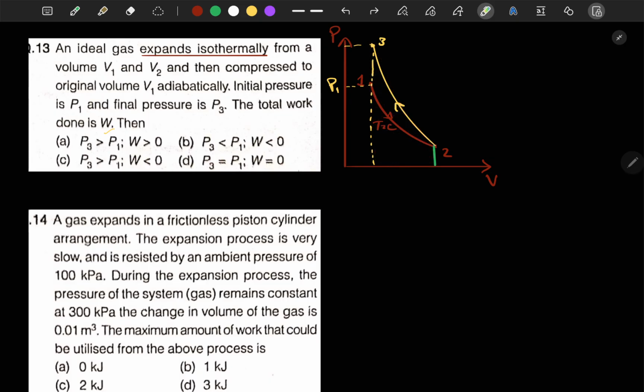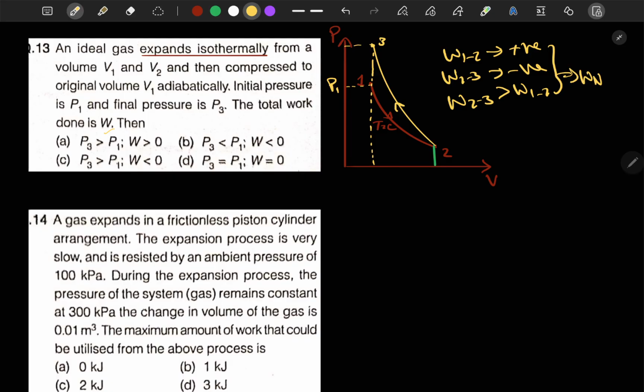Okay, so let me write it here. Work done from 1 to 2 is positive. Okay, and work done from 2 to 3 is negative. And one more thing, work done from 2 to 3 is greater than work done from 1 to 2. So what would this imply? This implies that net work done will be less than 0, will be negative. Okay, and as we are talking about pressure, we can see clearly from here that P3 is greater than P1. So P3 is greater than P1 and work done is less than 0. So this is the correct option.